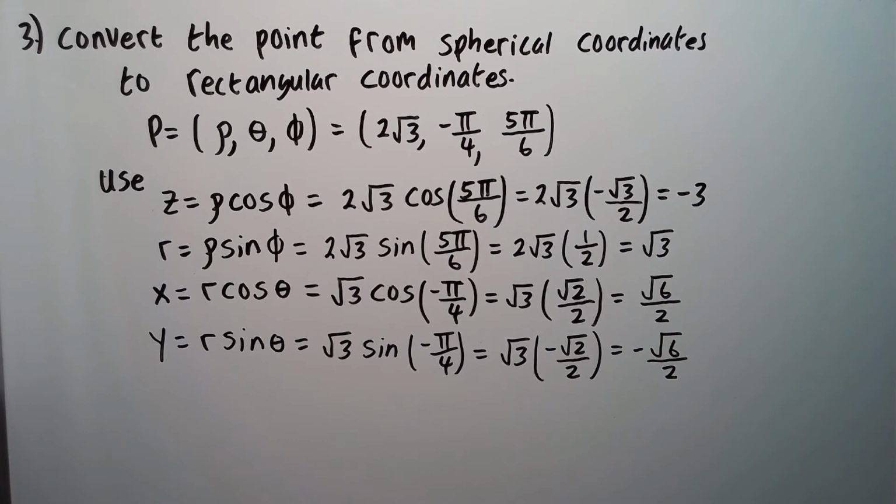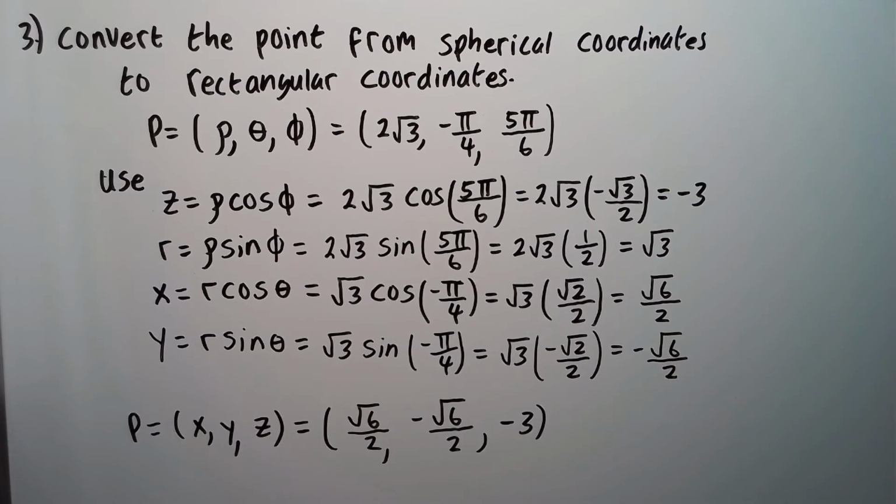Okay, so now we're ready to write the point in rectangular coordinates. Let me write it here. Okay, so our point in x, y, z, so rectangular coordinates: our x was negative square root of 6 over 2. Our y was negative square root of 6 over 2. And our z was negative 3. So this is our answer here. Okay, we're done with that. Let's go on to question 4 now.